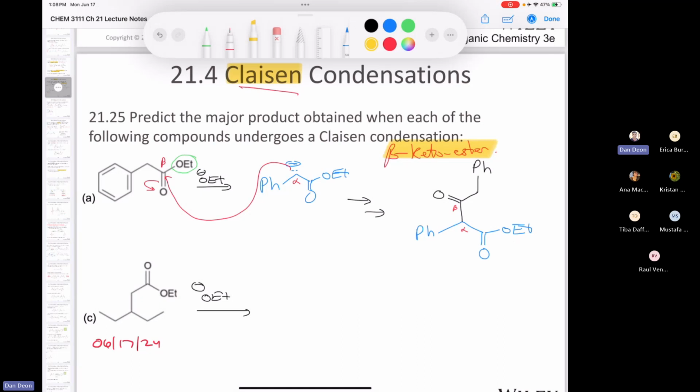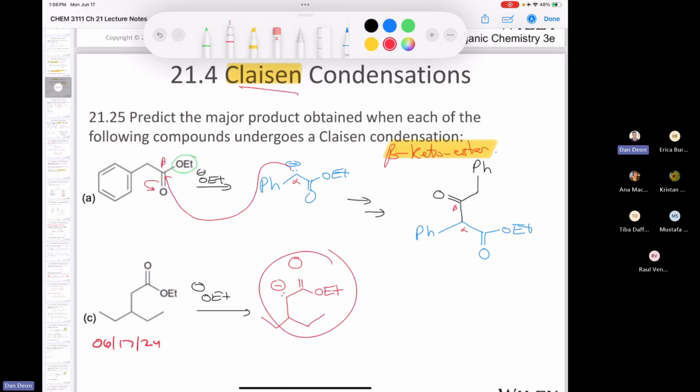So if we're starting with this ester and we're treating it with ethoxide as our base, we're going to form the anion. So I'll just draw the anion here like this. All right, like that and like that. So we have both of these species in equilibrium, right? We've got some of the neutral form, and then we have some of the enolate.